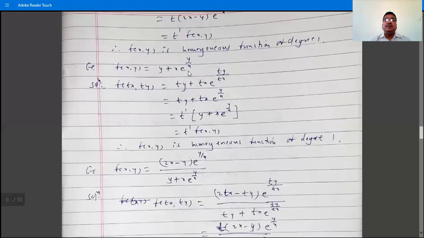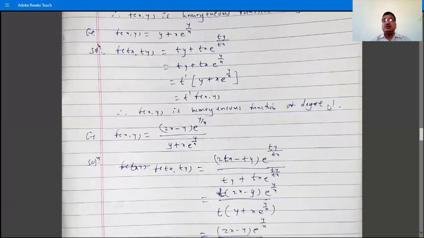Similarly, if you take y plus x e raised to y by x, then f of (tx, ty) is ty plus tx e raised to ty by tx. T gets cancelled and take t common. We have this, and therefore f(x, y) is a homogeneous function of degree 1.